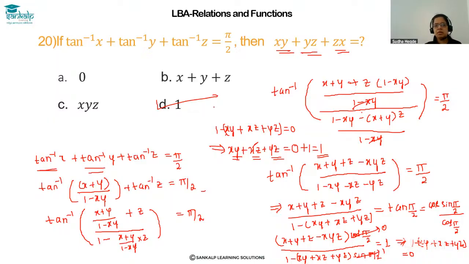Little lengthier procedure, but you can do it easily by using one and only formula, tan inverse x plus tan inverse y is equal to tan inverse x plus y divided by 1 minus xy. Got it right? Thank you.